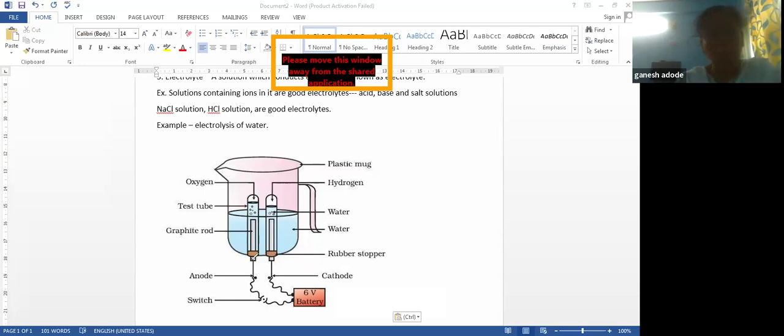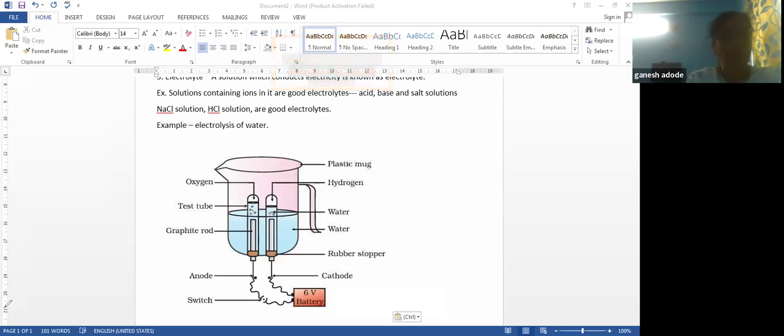There are two rubber stoppers through which the wires are inserted. The graphite rods are inserted within this rubber stopper, and these graphite rods are then connected through wire to the 6-volt battery. Okay. Now see here, this is nothing but the electrolysis of water.